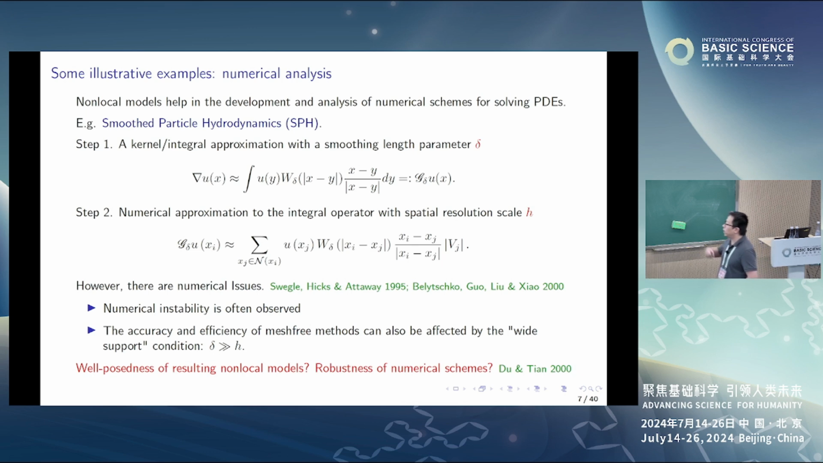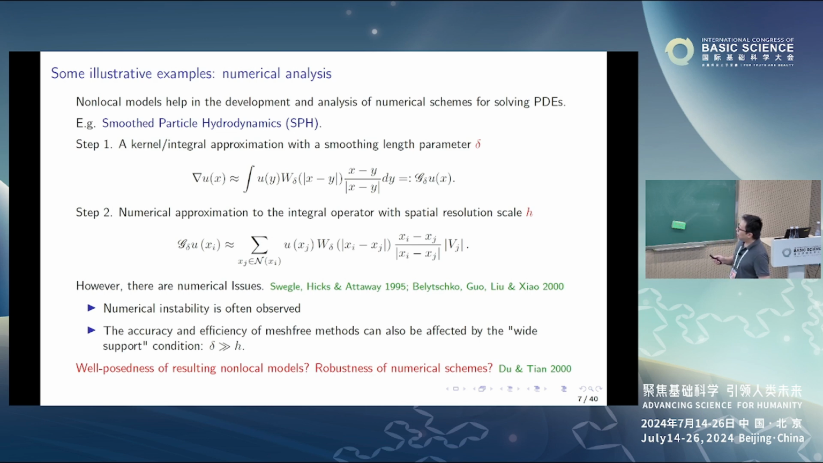And in step two, we can use some particle quadrature rule to discretize this integral. Now we get a discrete system which can be solved by computer. And in the second step, we introduce the spatial resolution scale h, which represents the distribution of particles, right? However, there are some numerical issues. First of all, the resulting numerical schemes might be unstable. And besides, the choice of delta and h is very important. Different choices will give you very different solutions, okay?